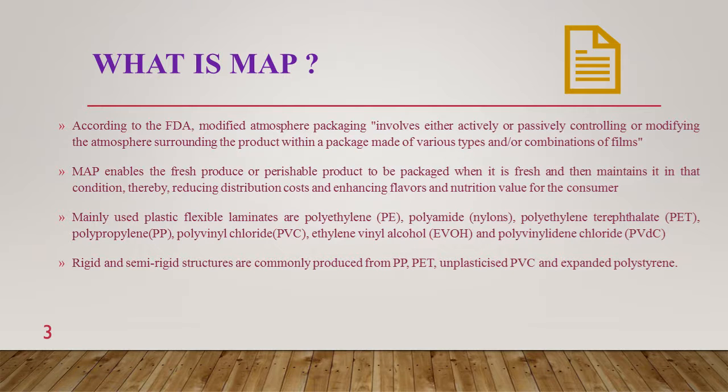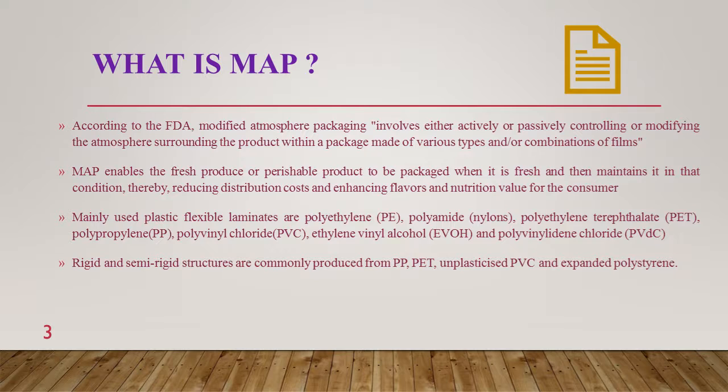So coming to the next slide, what is MAP? According to the Food and Drug Administration, modified atmosphere packaging involves either actively or passively controlling or modifying the atmosphere surrounding the product within a package made of various types and/or combination of films. Or it can be defined as the enclosure of food product in gas barrier materials in which the gaseous environment has been changed.